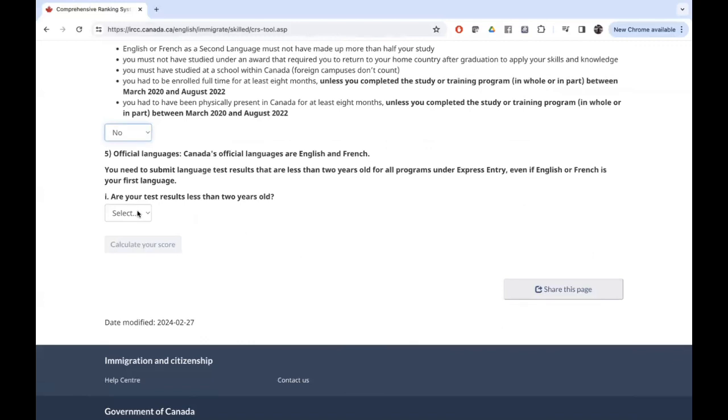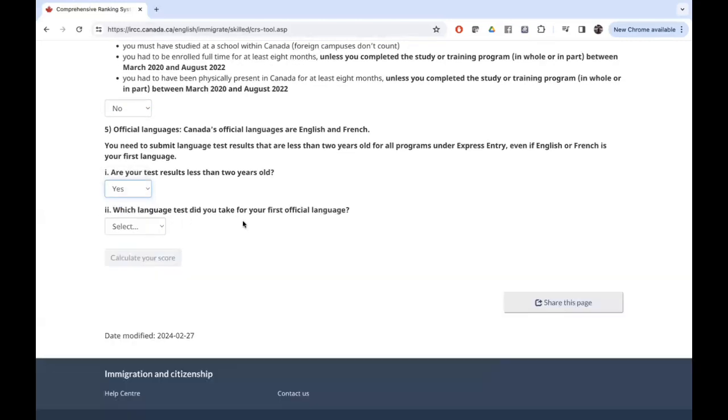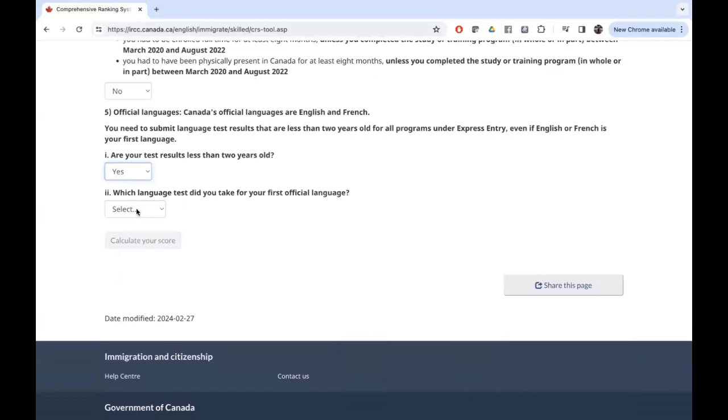Official language test, you have to give either English language test or French language test, because these both are Canadian official languages. So you must have your results for one of them, and your results shouldn't be older than 2 years when you apply for your express entry, when you go in the pool. So are your test results less than 2 years old? Say yes.